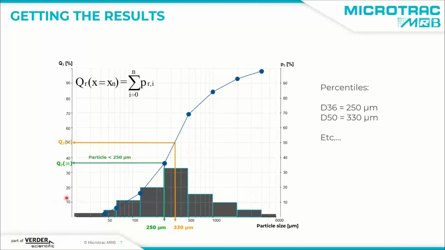And this is how you can characterize your size distribution. Usually you will report the 10th percentile, the 50th, and the 90th percentile. And this is what we would call D10, D50, D90. So this is just for everybody in the audience who maybe is not using particle size analysis on a regular basis.